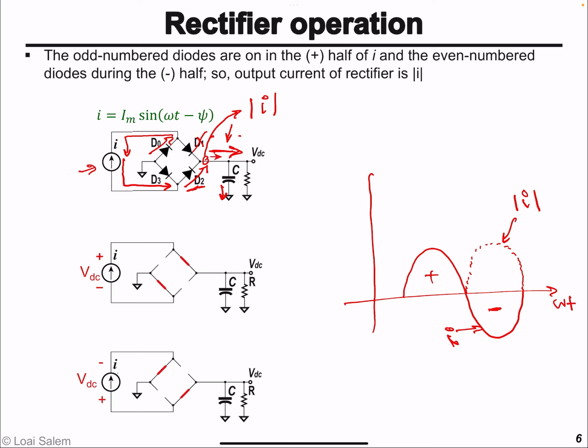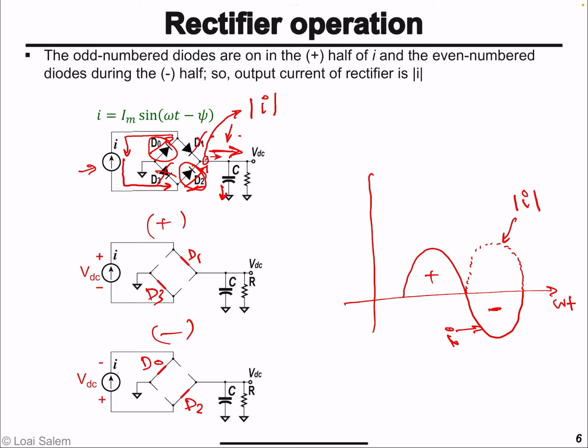So in this case, D3 is off, while D2 and D0 are on. So the even numbered diodes, D0 and D2, are going to be on, while the odd numbered are off. In the positive half cycle, D1 and D3 are on, the odd numbered, while in the negative half cycle, we have D0 and D2 on, the even numbered.